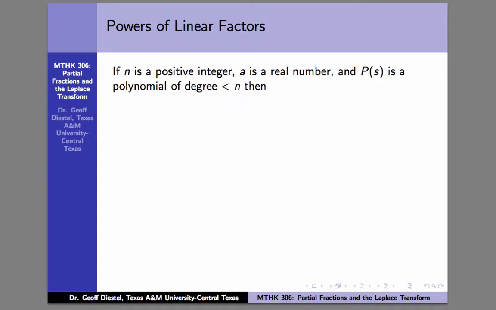So when you have higher powers of factors, and we're talking about linear factors, so factors like some variable s plus or minus some number.